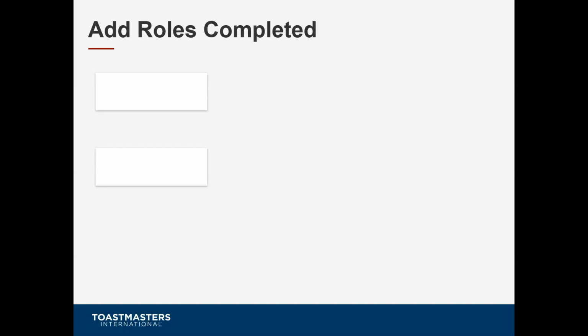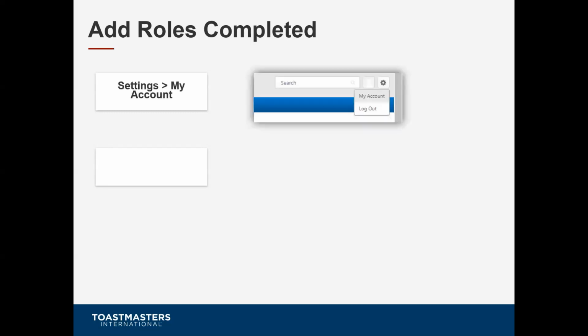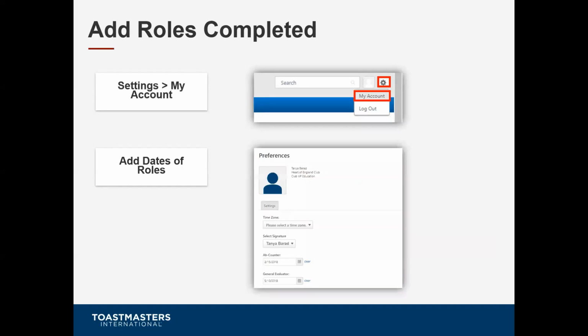The other thing you can do on Basecamp is record the first time you did a role, and this can be really nice to do, especially to make sure that you've actually done all of the roles. So you go to My Settings, My Account in the top right-hand corner. So the little cog picture, and then click on My Account. And what it will bring up is your account page.